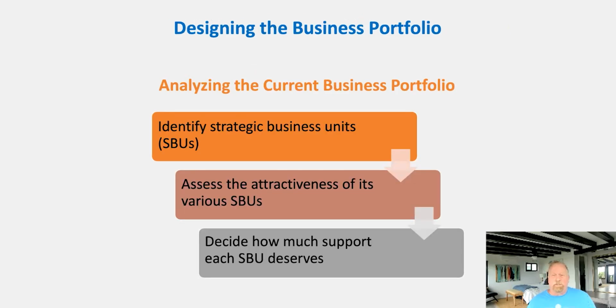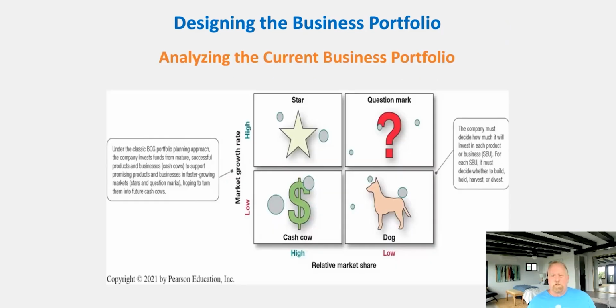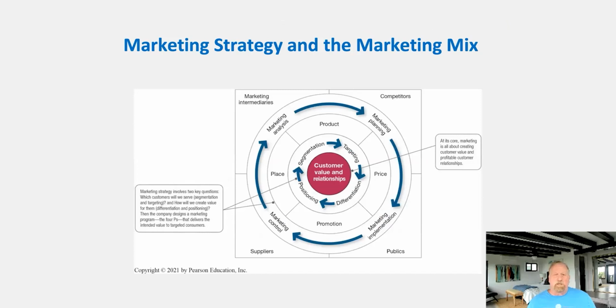We talk a little bit about the business portfolio and strategic business units. You should understand what an SBU is. I talk about this matrix, which is the BCG matrix. Understand the BCG matrix and understand how to use it, very likely on the test. I also talk about the marketing strategy and the marketing mix. Marketing mix is something we'll reflect on the entire semester. Important for you to know that.